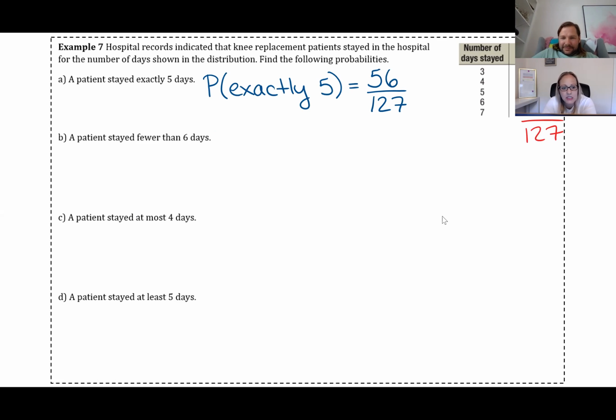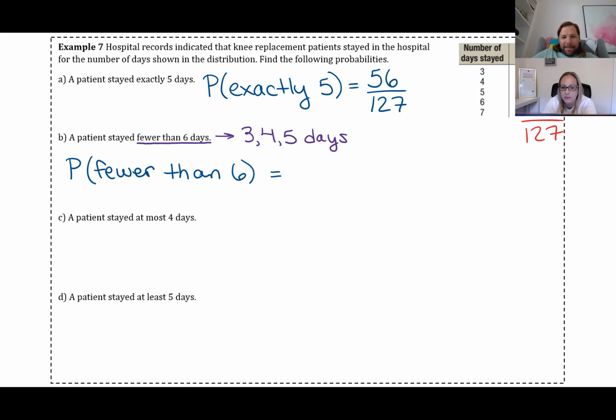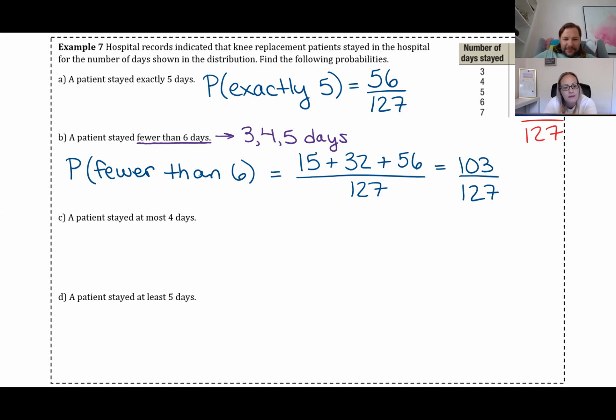Part B says a patient stayed fewer than 6 days. So let's just think about what that means. Fewer than 6, then we should be considering the results of 3, 4, and 5. So we'll just add up the frequencies for 3, 4, and 5. So 15, 32, and 56. Put that all over the total of 127. And that'll give us 103 over 127. Part C says a patient stayed at most 4 days. Okay, so think about what at most 4 means.